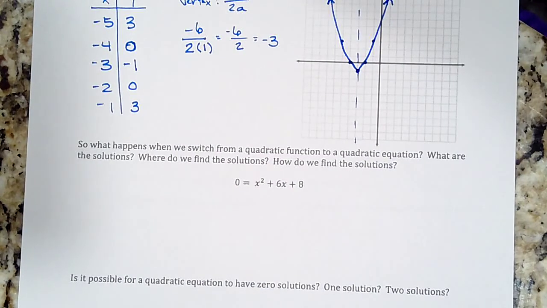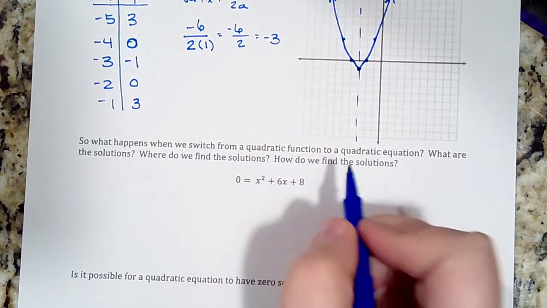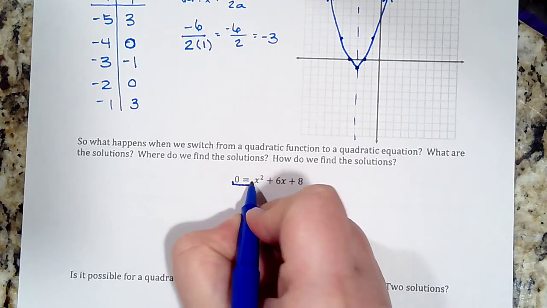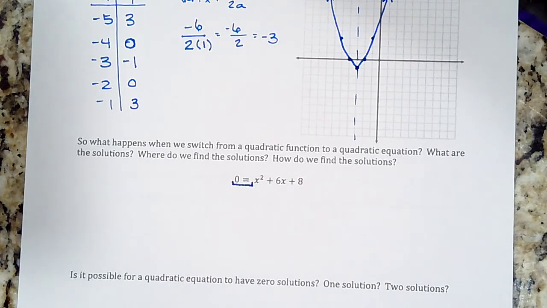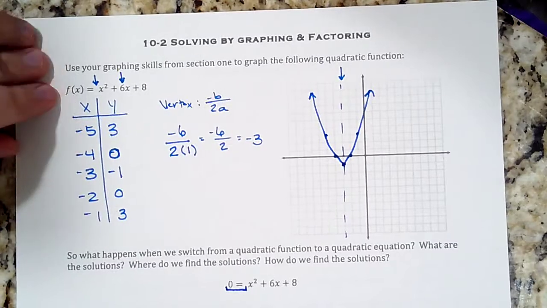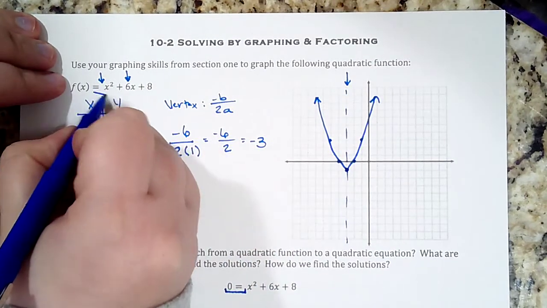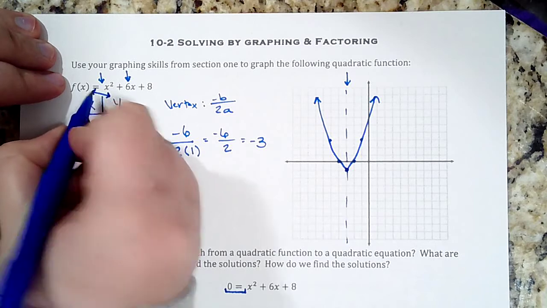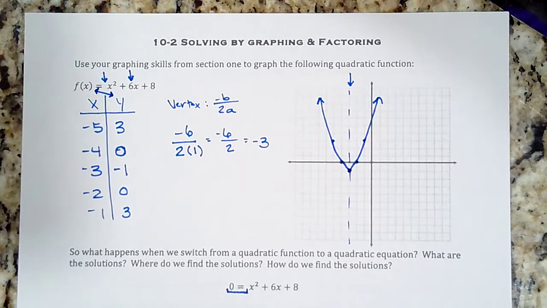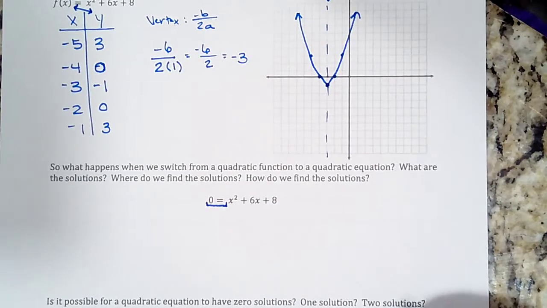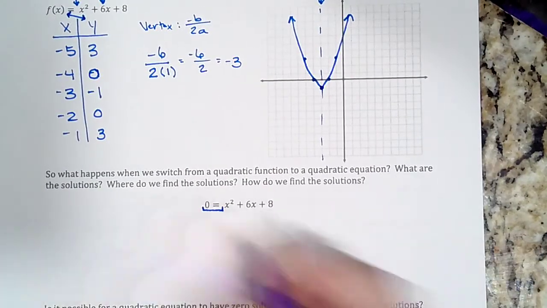So now let's jump down and let's connect this to what we've been doing this entire time. So what happens when we switch from a function to an equation? And remember, the only thing that we're doing to switch it to an equation is we're setting it equal to 0 instead of setting it equal to f of x or to y. These two things are interchangeable if you remember from our earlier units. So now that we've changed it to an equation, we can find the solutions.